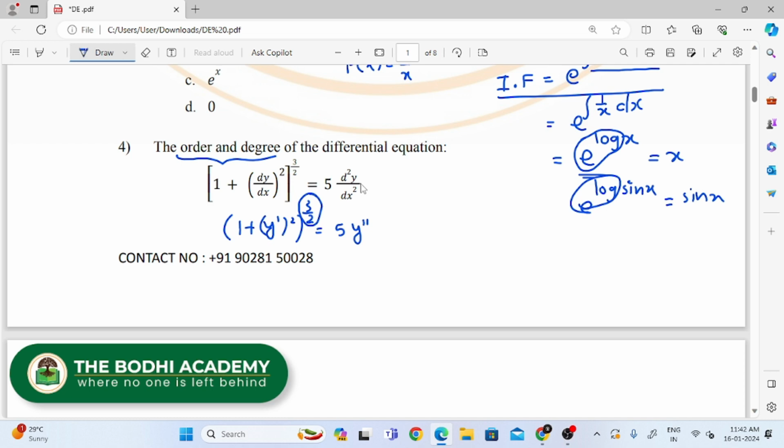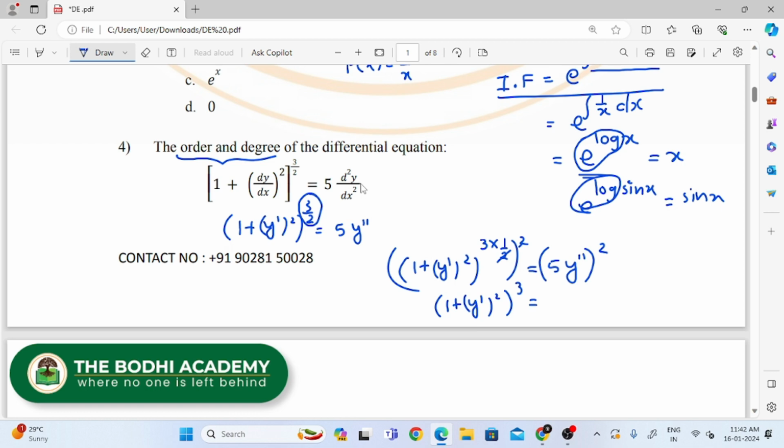So 3 by 2 is there, so we can write 1 plus y dash raised to power 2 raised to power 3 by 2 as power 3 into 1 by 2. So the fractional power is 1 by 2 only, and we have to remove this 1 by 2. If we take the square on both sides, this 2 and this 2 will get cancelled, so what will remain? 1 plus y dash the whole square raised to power 3 is equal to, if we take the square here, 25 into y double dash the whole square.